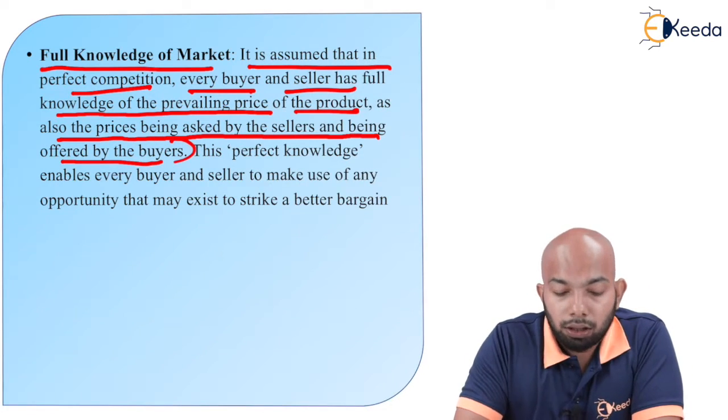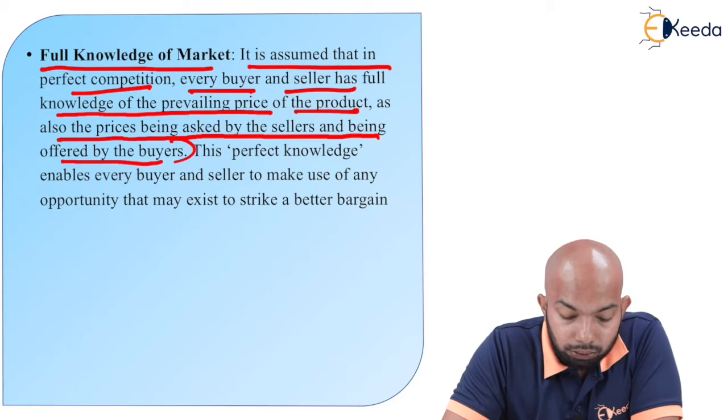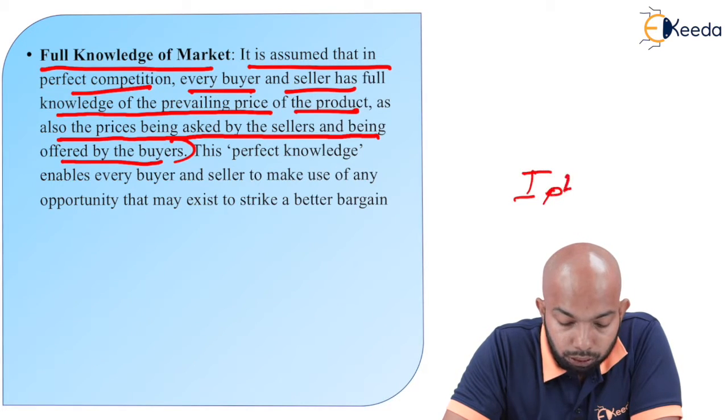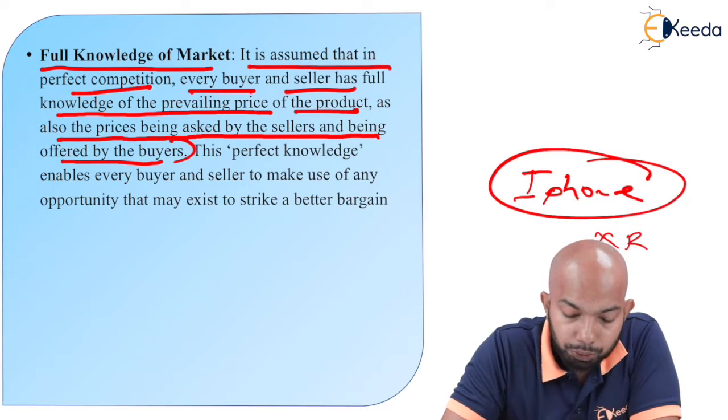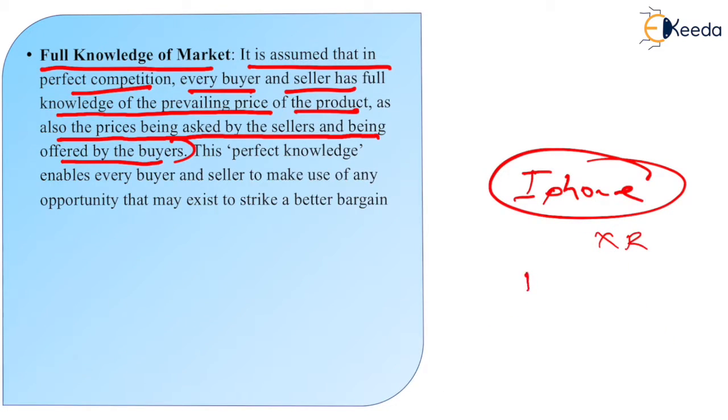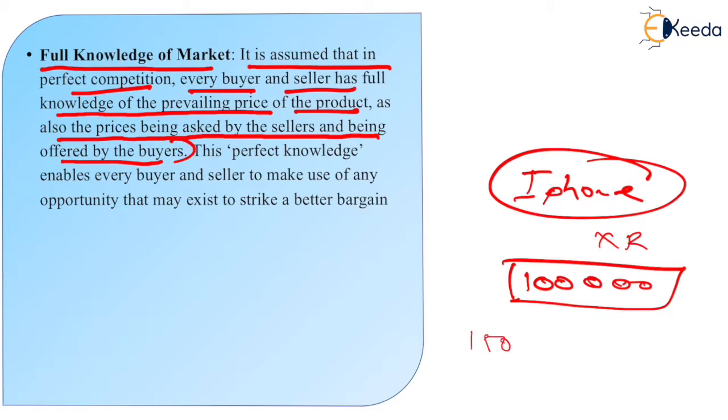For example, you want to buy an iPhone. All right, this iPhone, that's an XR iPhone that you want to buy. The price would be somewhere around, let's take 1 lakh. You and the whole world are aware of this price. Now all of a sudden you go to some seller who is selling iPhones. He says that this iPhone is for 1,50,000.